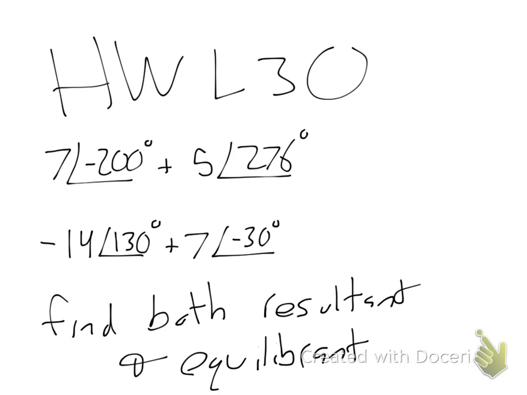Homework from lesson 30. I want you to take both pairs of vectors. I want you to find the resultant of each set. So if you want, call this one 1 and this one 2. And I want you to find the equilibrium, which again is that 10-second add-on.